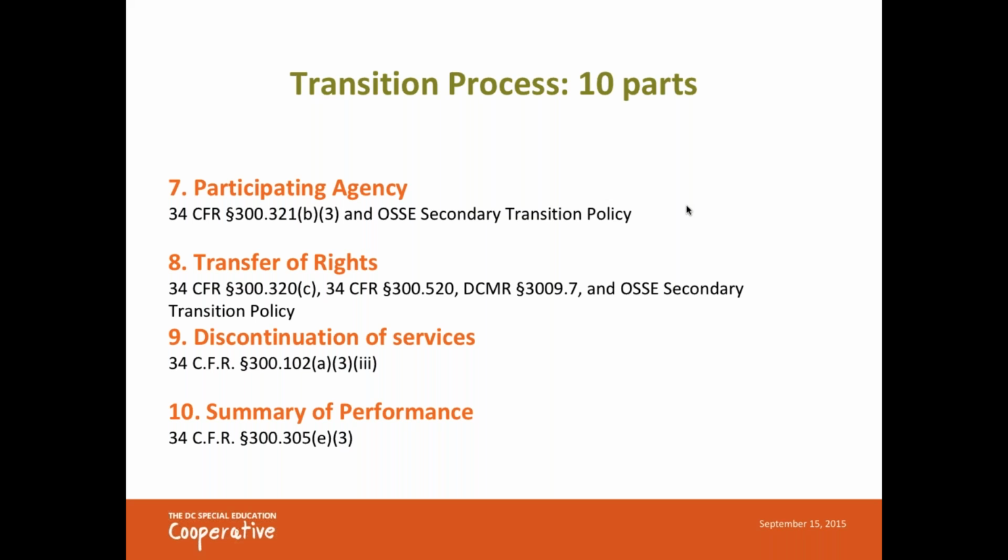An IEP or a summary of performance is not sufficient documentation of a disability. It does not prove eligibility in adult services. A student should also have a current psychological or neuropsychological in order to establish eligibility with most DC adult services.